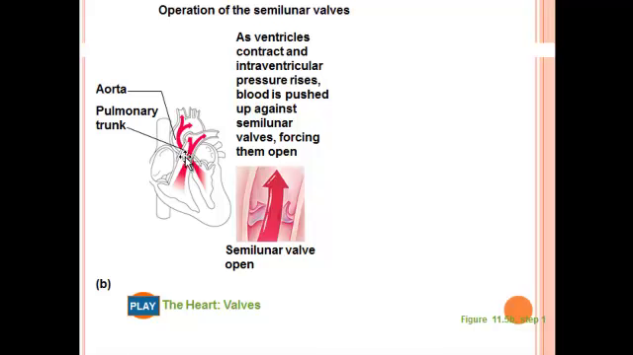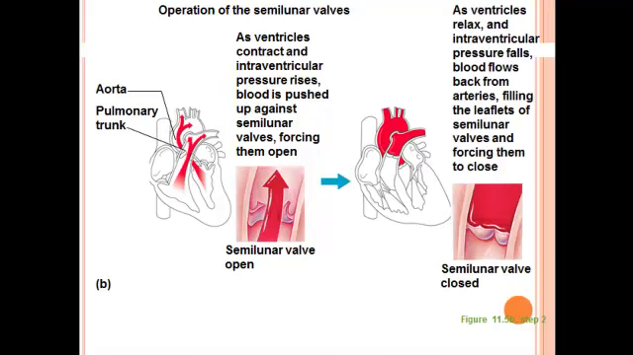And so now the semilunar valves are open, the atria are closed, and the AV valves are closed. As the blood is flowing out into the blood vessels, the ventricle is going to relax, the pressure is going to drop, and so the blood's going to start trying to flow back into the ventricle, and this is when the semilunar valves close to keep that backflow from happening.